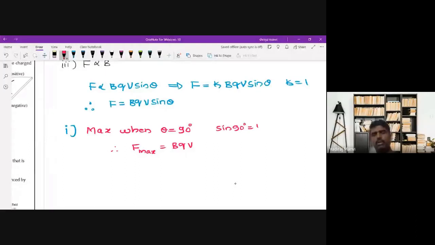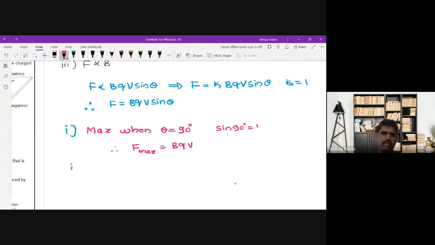Remember, I'm not taking the cos component. Because if I take the cos component, if it moves perpendicular, theta 90, cos 90 is 0. It should not experience any force at all. But experimentally, what you are observing, it is experiencing maximum force. Therefore, we are going for the sine component, not cos.